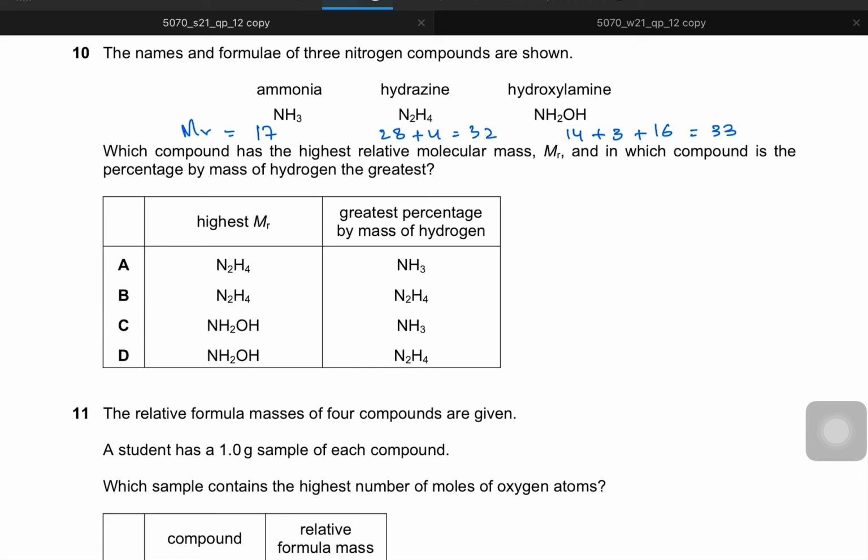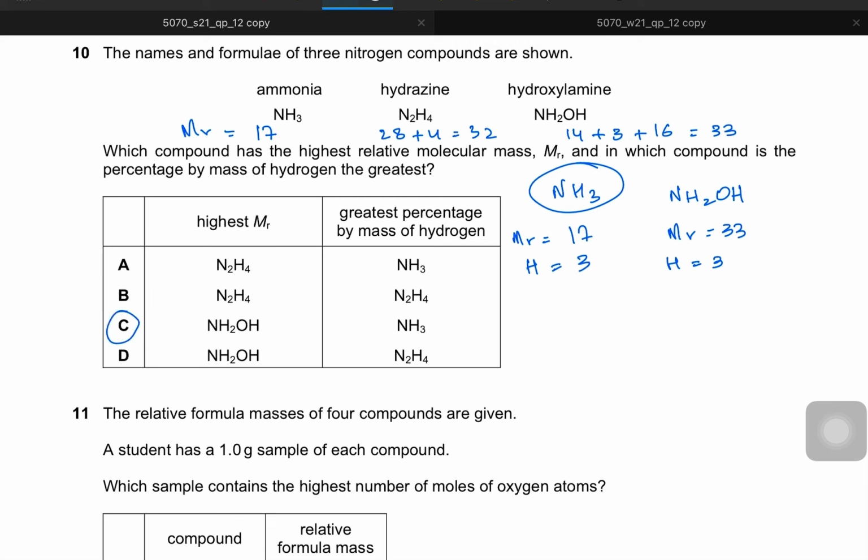So they were looking for the highest molecular mass. It is going to be hydroxylamine. And then they're looking for the greatest percentage by mass of hydrogen. So let's see. When we compare ammonia and hydroxylamine, you can see they have the same number of hydrogens, but ammonia has less molecular mass, and hydroxylamine has a higher molecular mass. Both have 3 hydrogens. So obviously ammonia would have a higher percentage of hydrogen as compared to hydroxylamine, because out of lesser mass there is the same number of hydrogens. So obviously the answer is going to be C for cat.